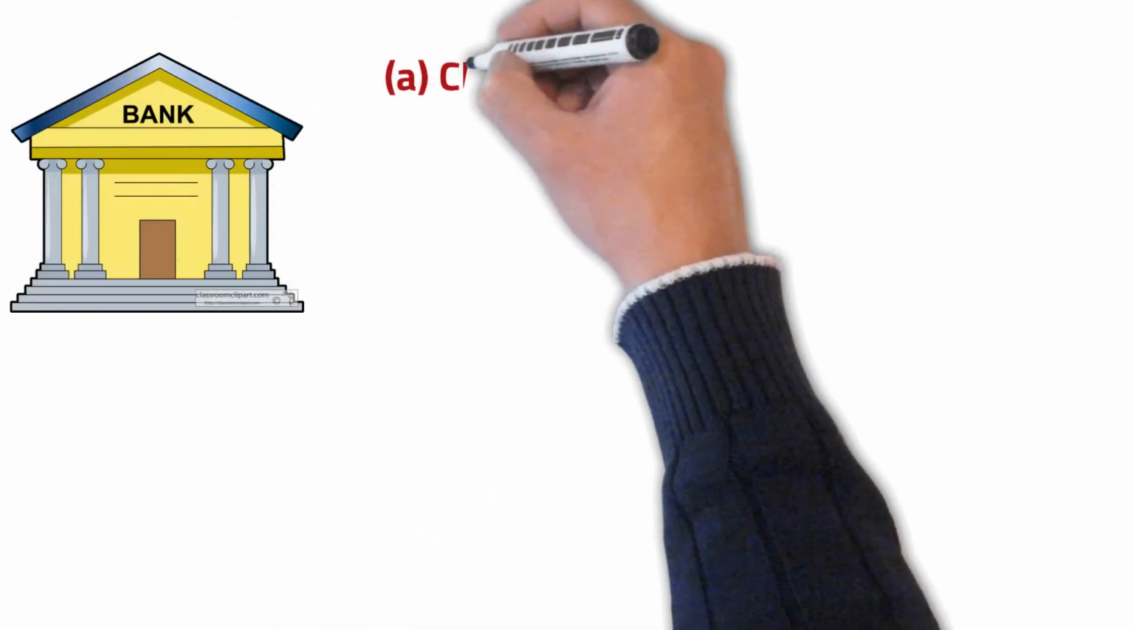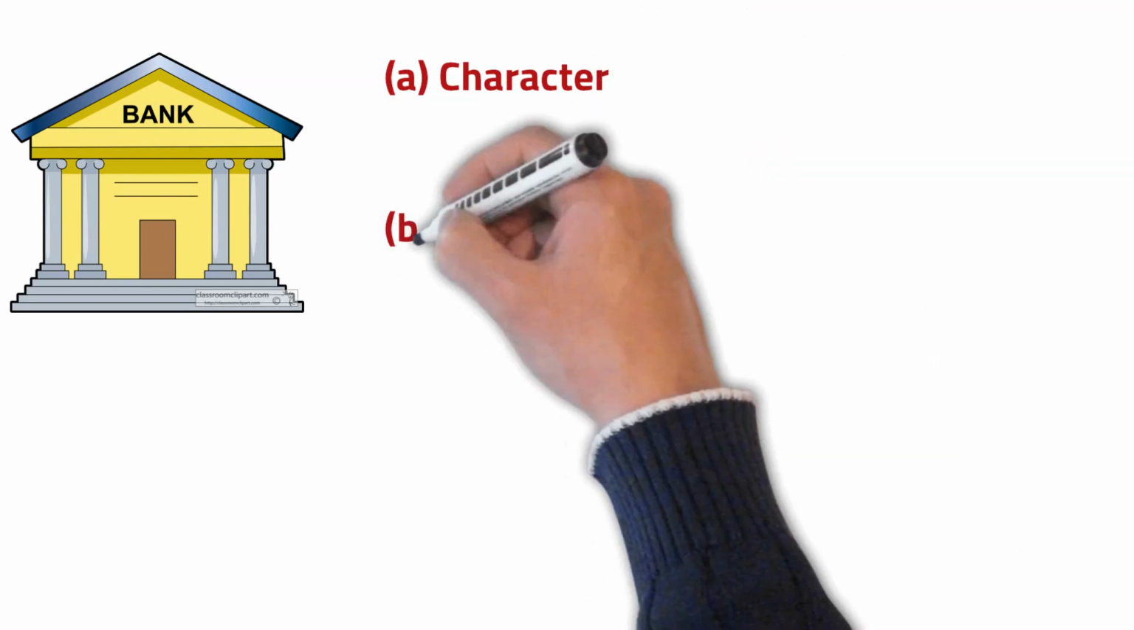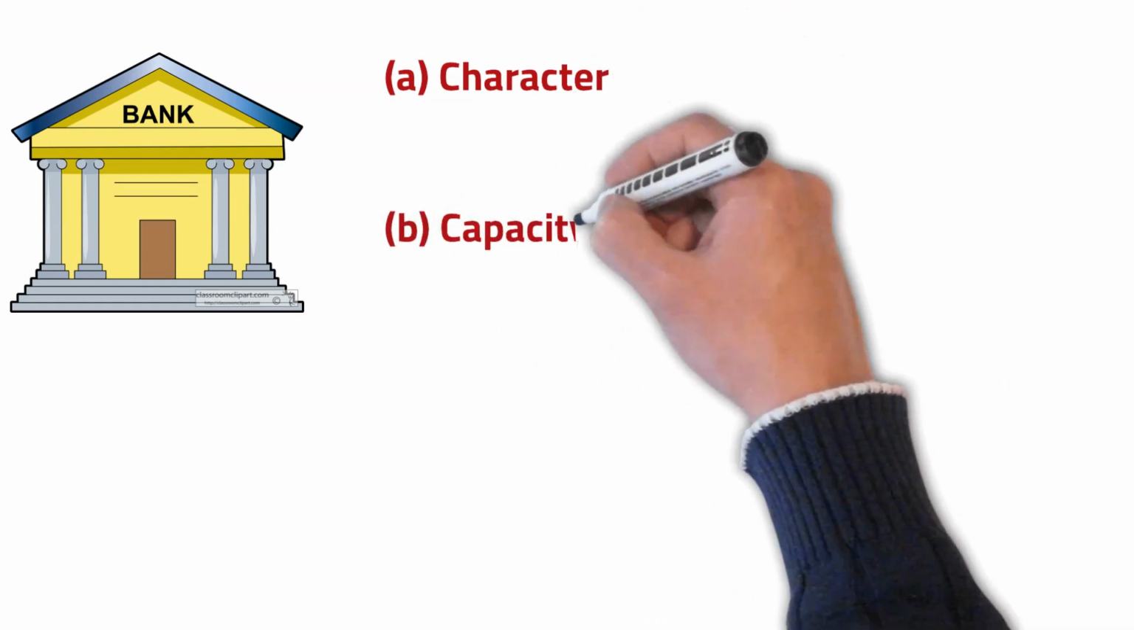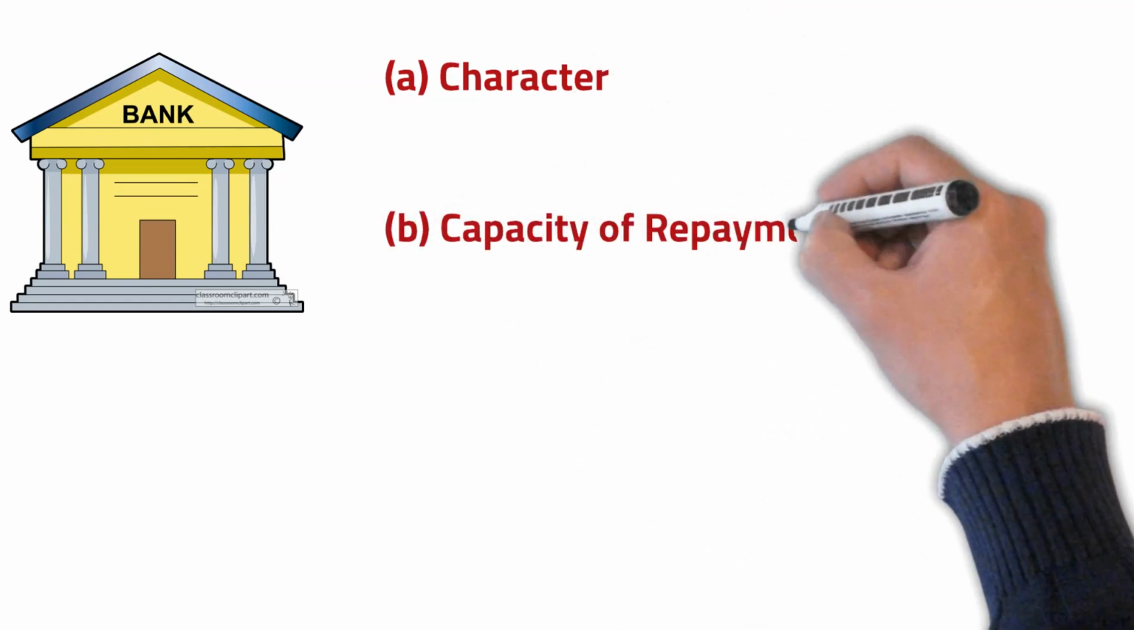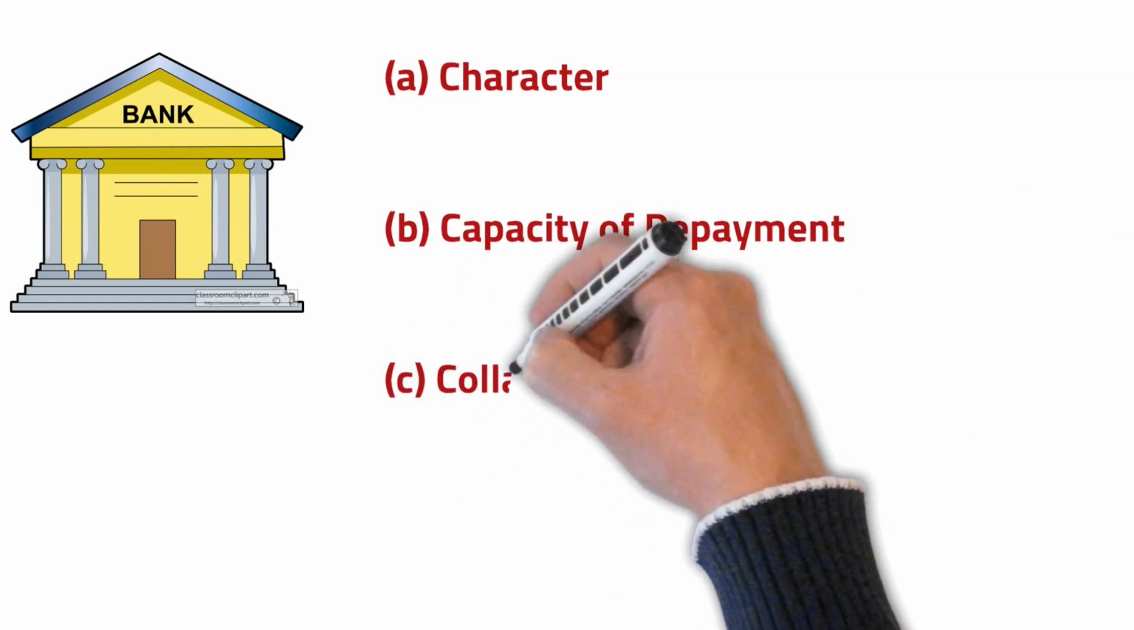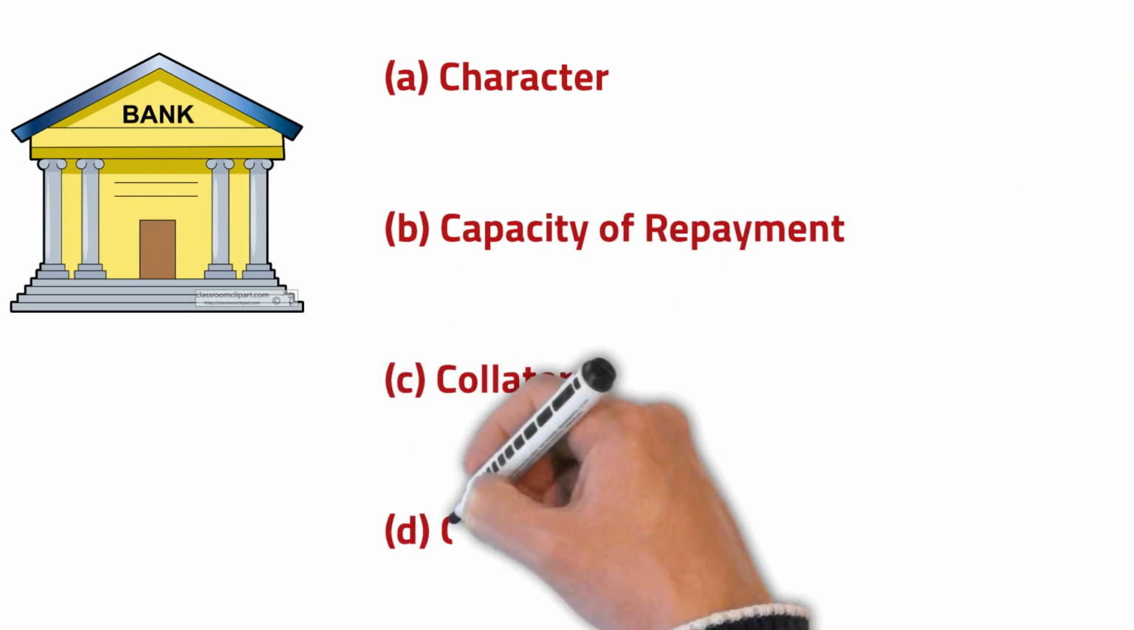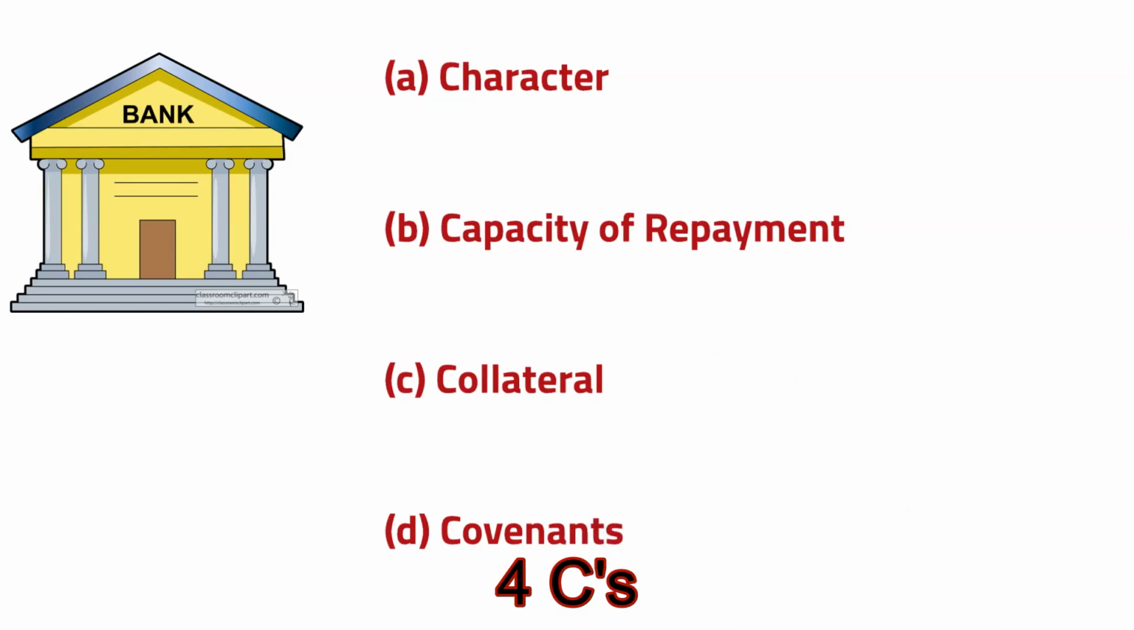Well, this is where the bank will look at four perspectives: character, capacity of repayment, collateral, and covenants.